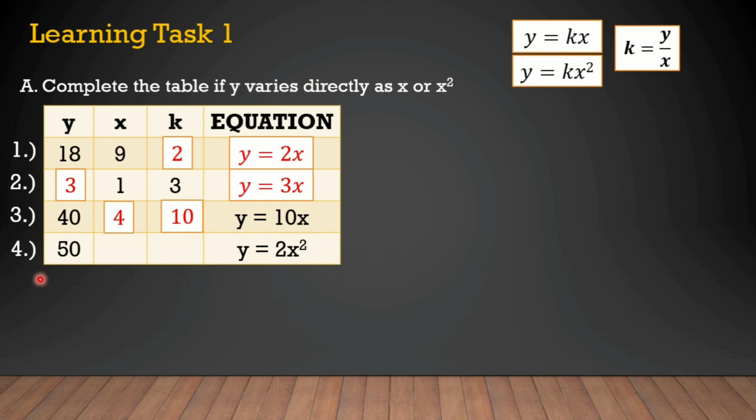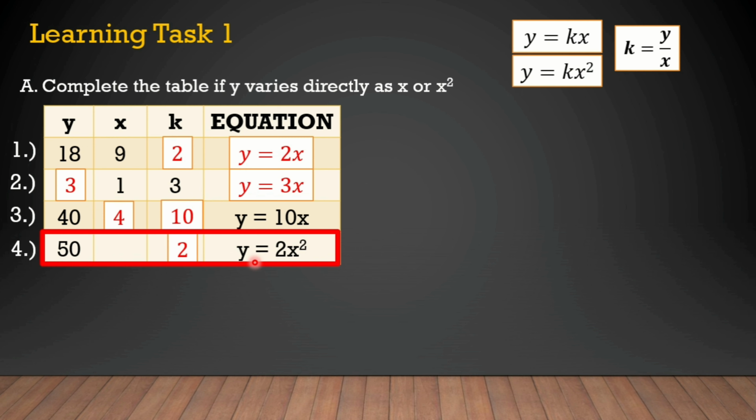Next, number 4. So, ang number 4 is the same lang sa number 3. Ang pinagkaiba lang dito ay x squared na ang ginamit. So, obviously, ito na yung gagamitin nating formula. Okay, so dito sa equation na to, makikita natin na ang constant of variation niya ay 2.